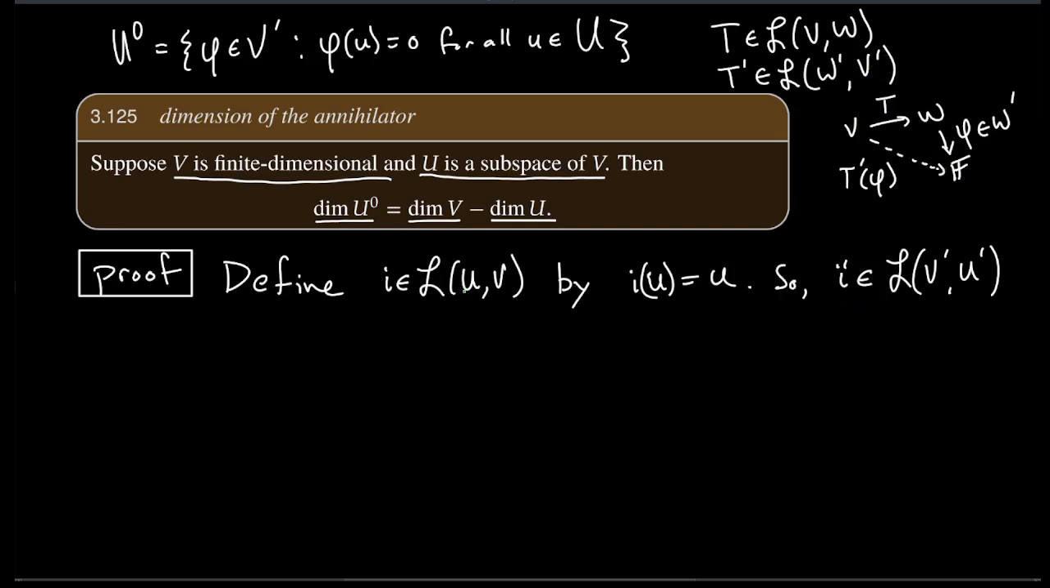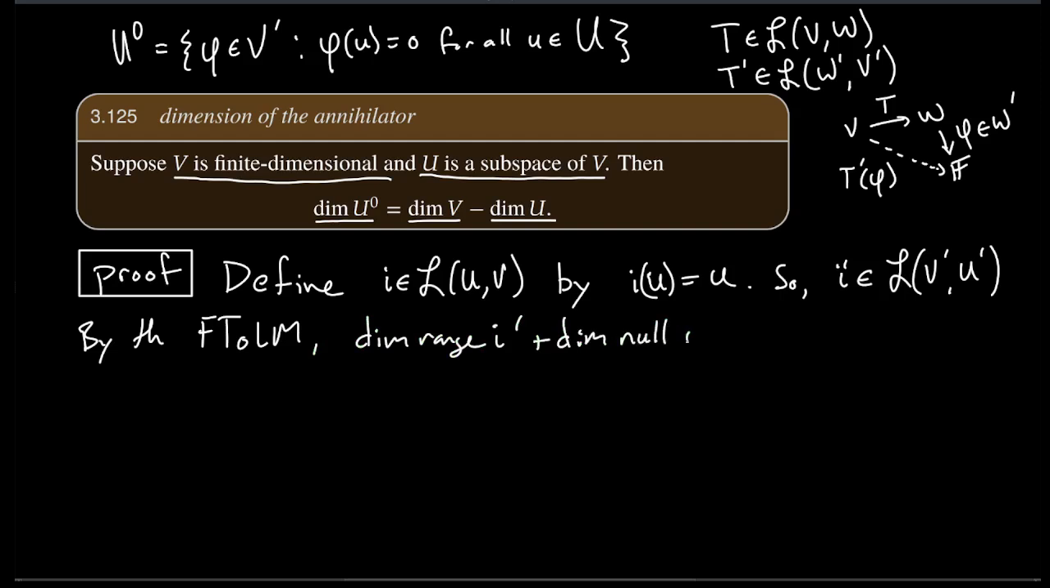So we've got a linear map from U to V. We can take its dual. This is a linear map from the space of linear functionals on V to the space of linear functionals on U. Now, all we have to do is use the fundamental theorem of linear maps. By the fundamental theorem of linear maps, the dimension of the range of I' plus the dimension of the null space of I' is equal to the dimension of V'.